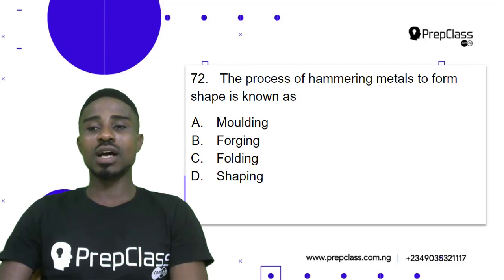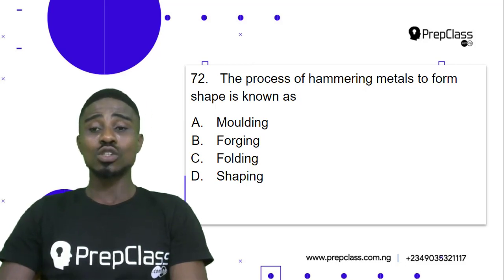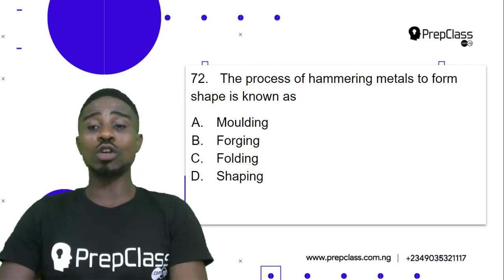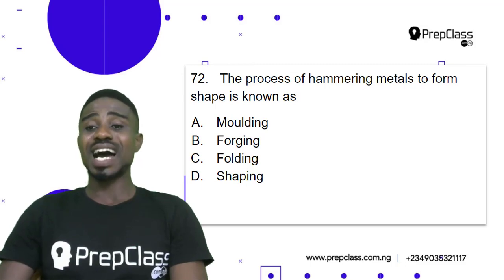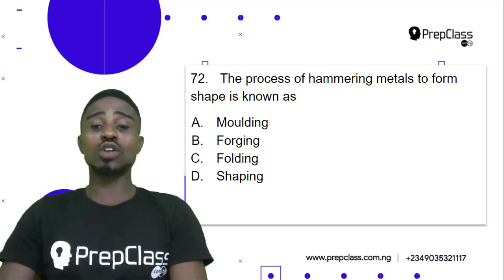Now, when you are hammering metals to form shape, it definitely means we are hitting the metals, likewise hammering them. Metals are often subjected to great heat, so it can make them softer, and when we hammer them, they will form a better shape. And that process is known as forging. We are forging the metal, where we are hitting the metal and hammering them so they can form shape. It's not known as molding, neither is it known as folding. It is also not known as shaping, but it is called forging.